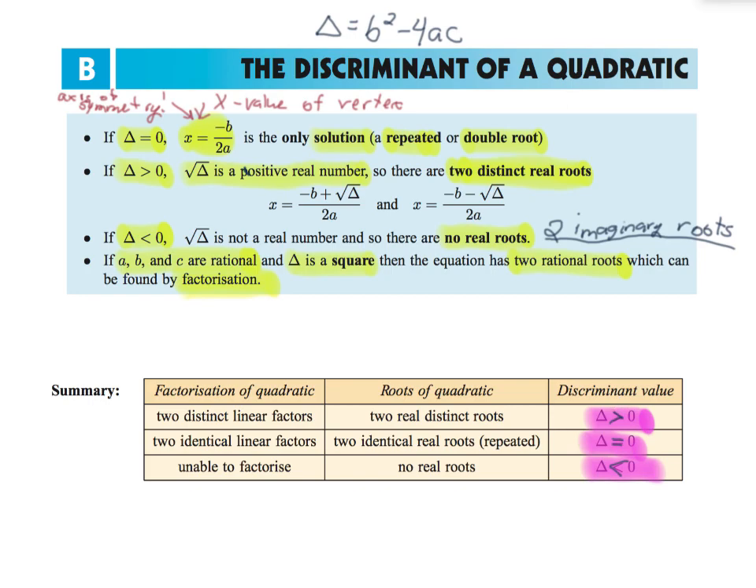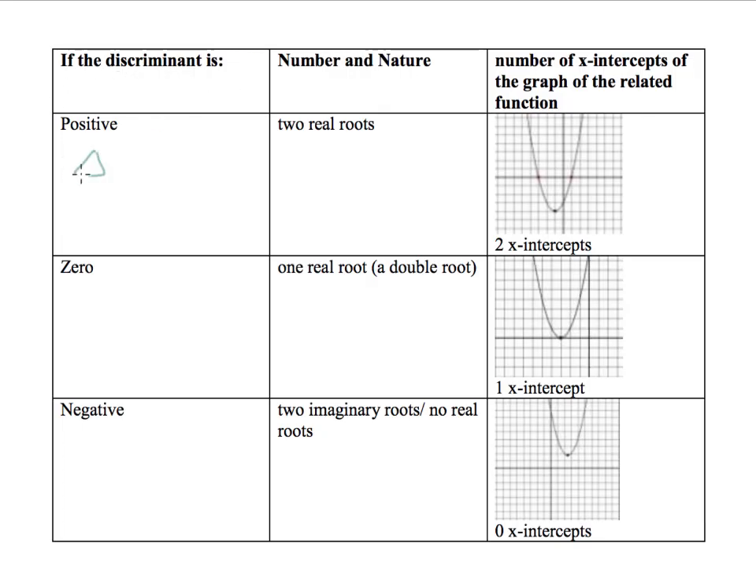Now let's look at what this means graphically. If the discriminant is positive, we have two real roots. On our graph, our roots are illustrated by our x-intercepts. So that means we will have two x-intercepts, or two real solutions, two real roots.